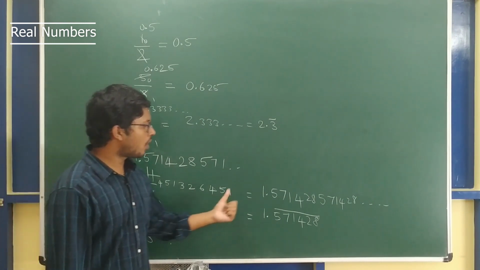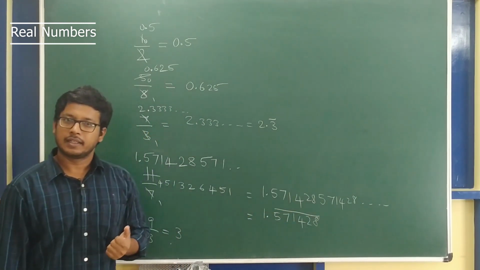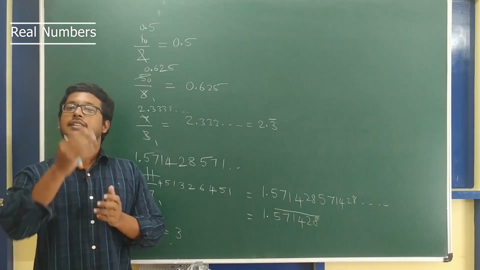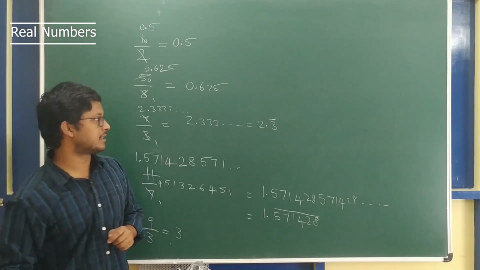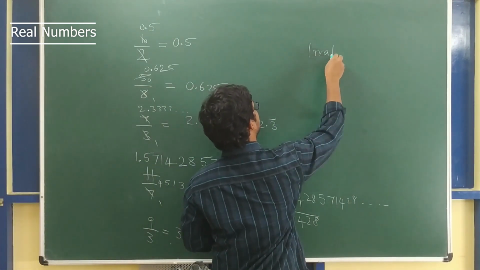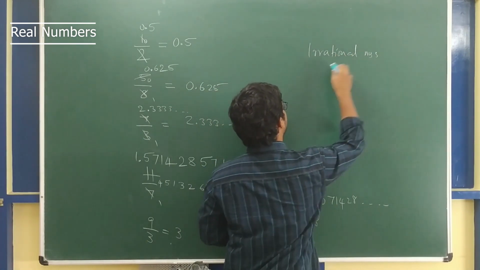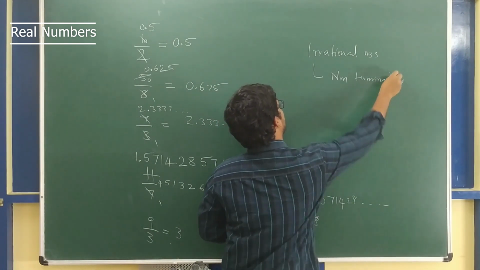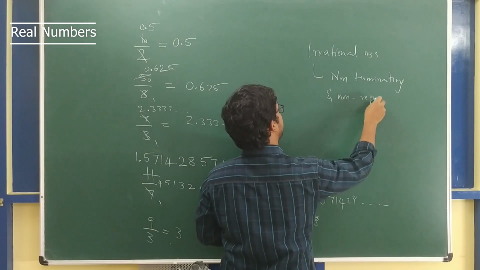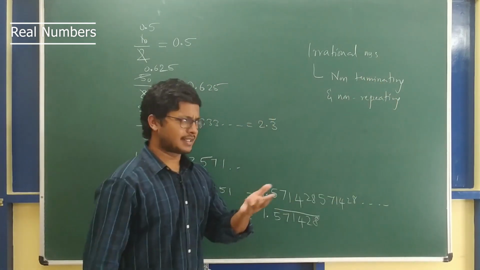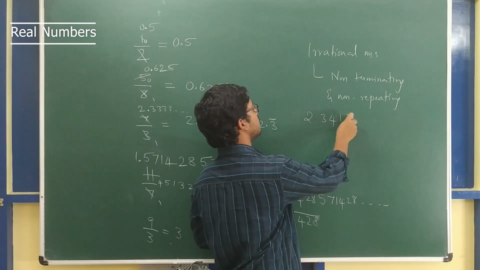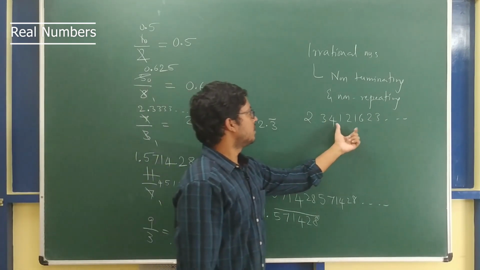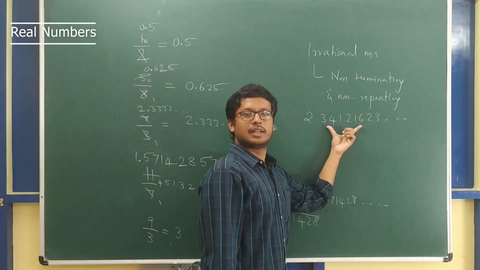Now the question is, what happens if it is non-terminating and it is not repeating? If it is not terminating and not repeating, such numbers are called irrational numbers. That is the new set of numbers that we are going to study. So irrational numbers are non-terminating and non-repeating decimals. For example, you randomly write any number, 1.34121623 and so on. This is a non-repeating, non-terminating decimal. So this number is an irrational number.